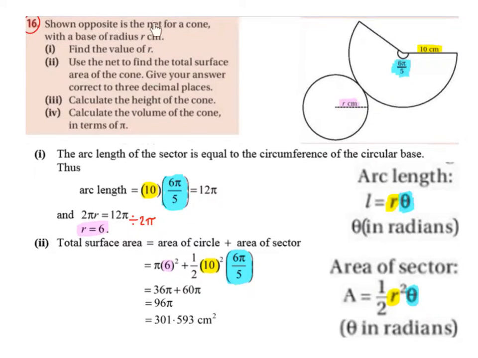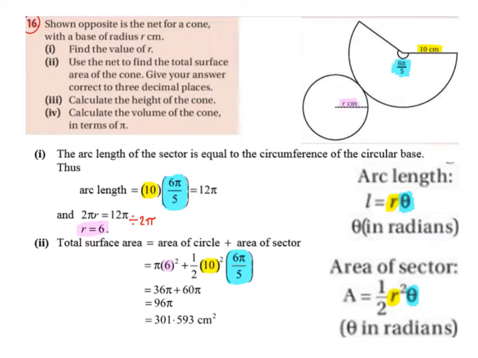Shown opposite is the net for a cone with a base of radius r centimeters. So here is the base of the cone. It's a circle and it has a radius r centimeters. And this is the other section of the cone that folds together to form the actual pointed part of the cone.